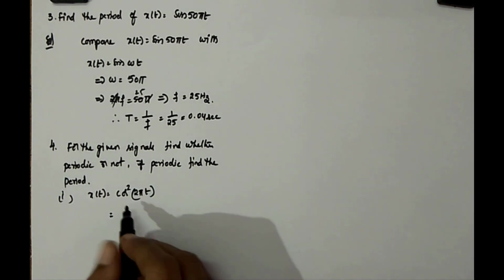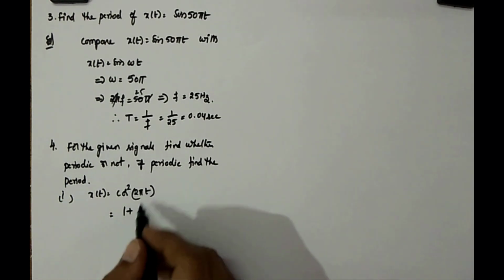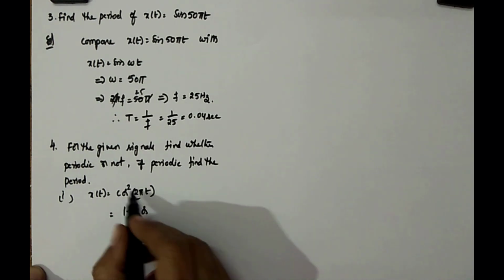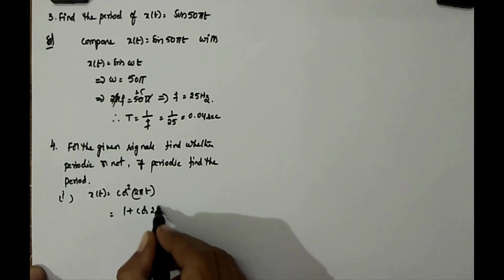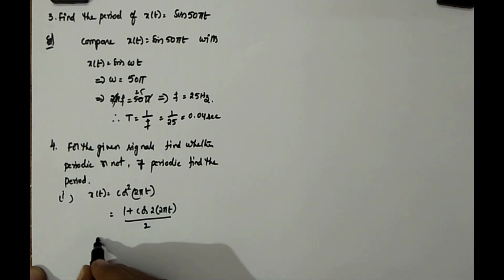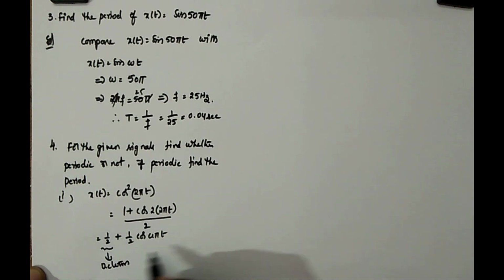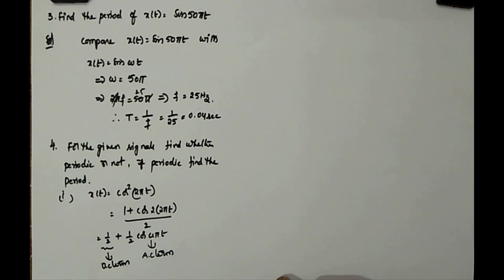Then you can write it as cos square theta is 1 plus cos 2 theta by 2. So 1 by 2 plus 1 by 2 cos 4 pi t. As this is not consisting of any frequency, you can call it the DC term. It won't decide the periodicity. This is called the AC term. This is the general form. We know the cos signal is a periodic signal.